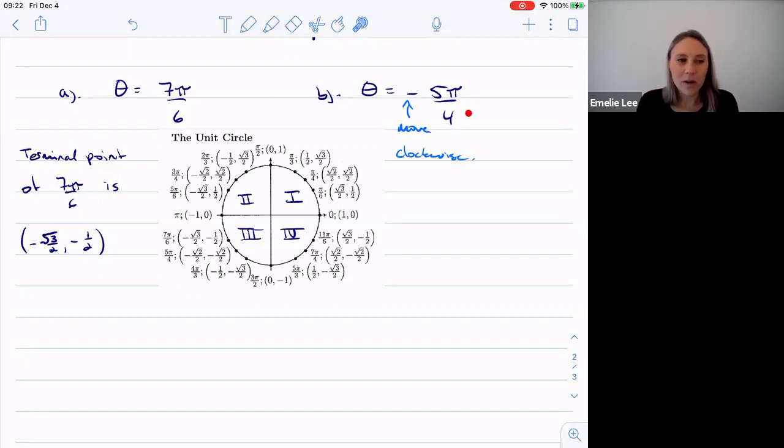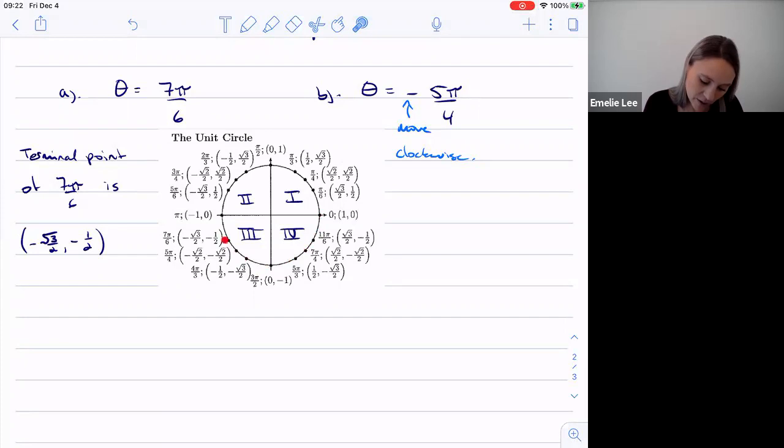5 pi over 4 in the clockwise direction, okay? So now I need to remember, okay, well, 4 pi over 4, that's gonna be a full pi, right? 4 pi over 4 is pi. So now I need to move another pi over 4. So what ends up happening is I end up going 1 pi over 4, so that's negative pi over 4, negative 2 pi over 4 is pi over 2, yeah, okay, good.